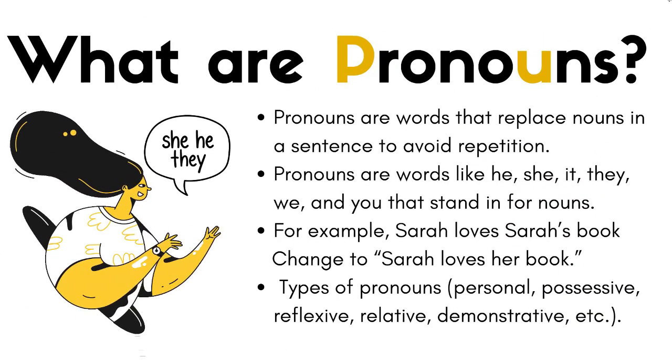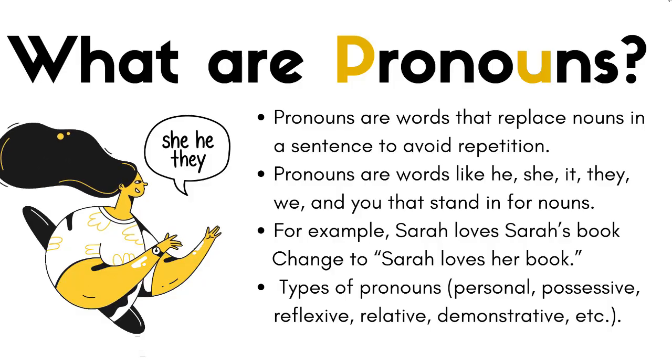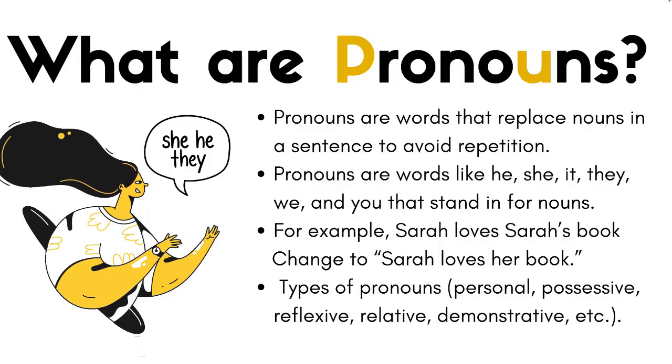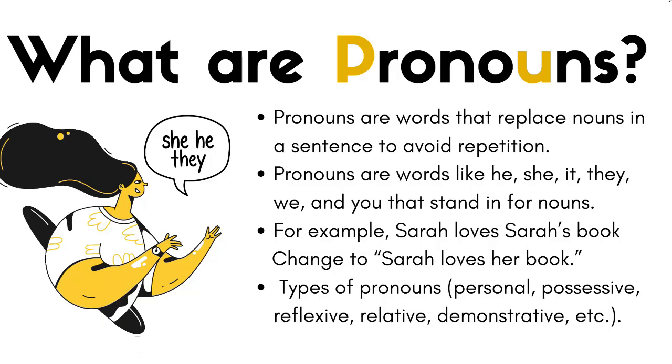First things first. What exactly are pronouns? Pronouns are words like he, she, it, they, we, and you that stand in for nouns. For example, instead of saying, Sarah loves Sarah's book, we say, Sarah loves her book. Pronouns make our sentences cleaner and easier to follow. But with so many types like personal, possessive, and reflexive pronouns, it's easy to slip up. Let's look at some common mistakes and how to fix them.